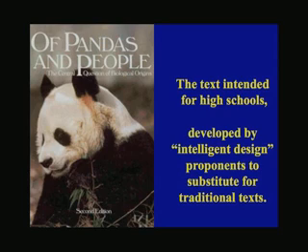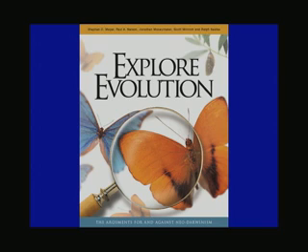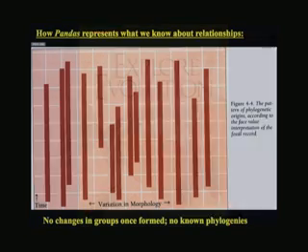So this is the text that was intended for high schools, that was developed by these intelligent design people, and this is the one that was pushed in Dover, Pennsylvania. This is its new version. We call it Explode Evolution. And if you want to read reviews of this, go to the NCSE website. There's plenty of that. These are actual pictures.